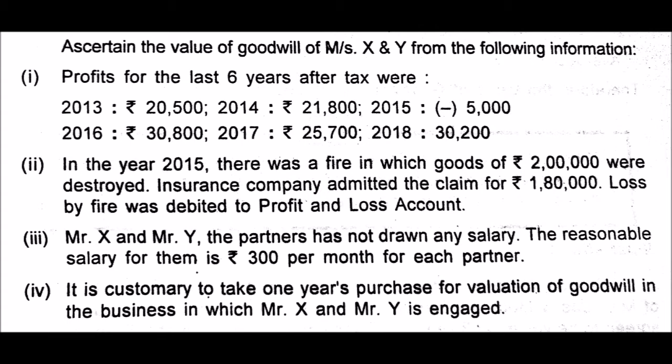Now understand, in the year 2015, if you look at the profits, you had a loss of 5,000. What happened that year? If you see number 2, you will find it is mentioned that in that year there was a fire, and in that fire goods worth rupees 2 lakh were destroyed, but the insurance company admitted a claim of 1 lakh 80.